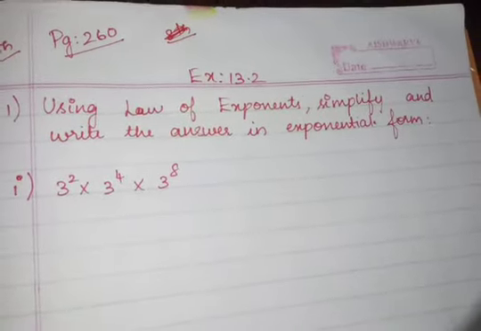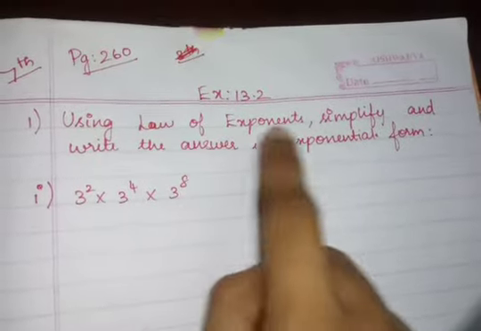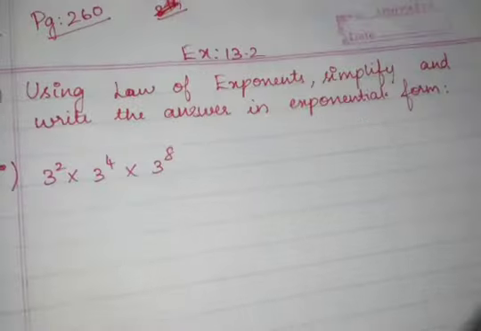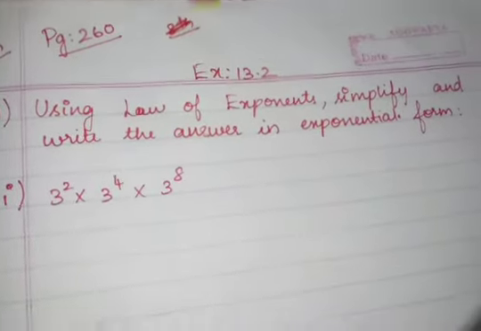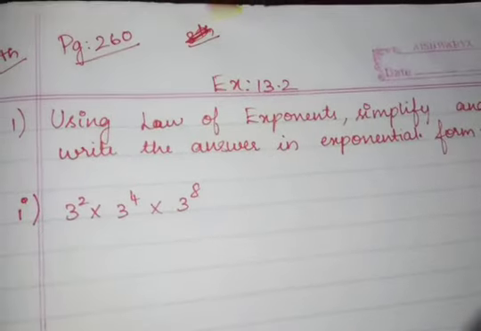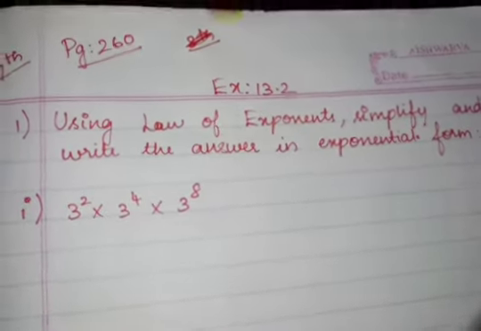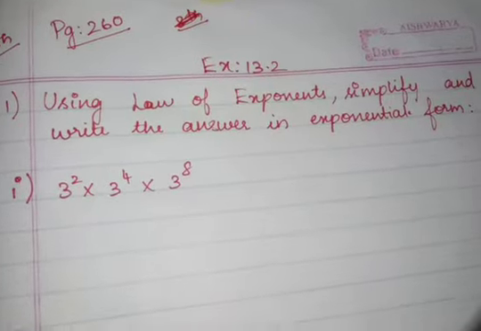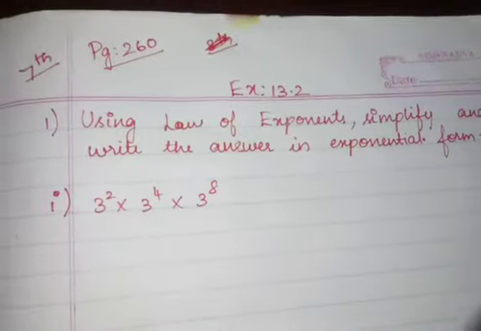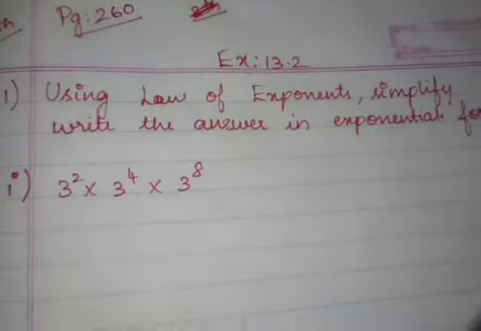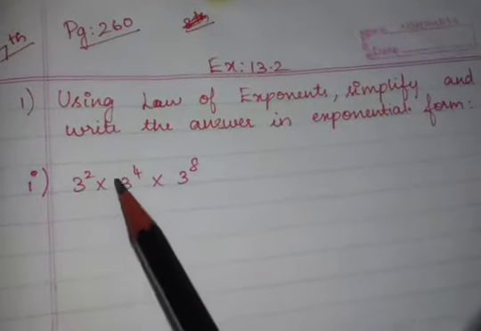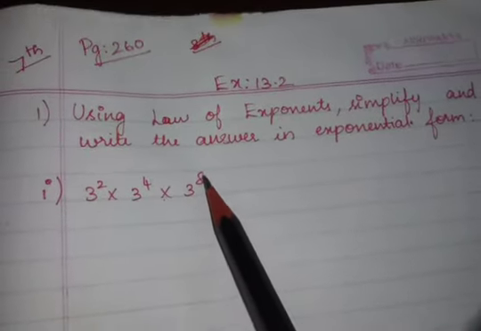What is the first question? Using law of exponents. I told you, you should recall that law of exponents before coming to the session. Simplify and write the answer in exponential form. Exponential form means it should have a base and it should have an exponent. You should simplify and write only one answer. Now, 3 power 2 into 3 power 4 into 3 power 8.